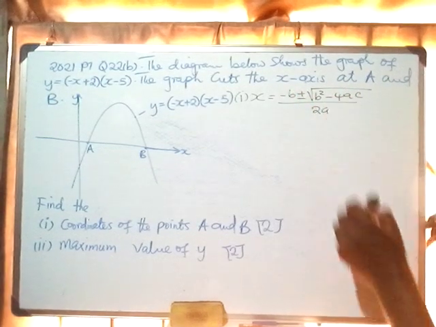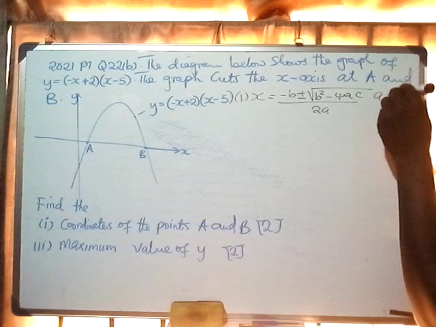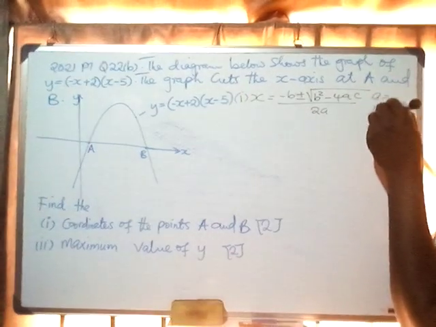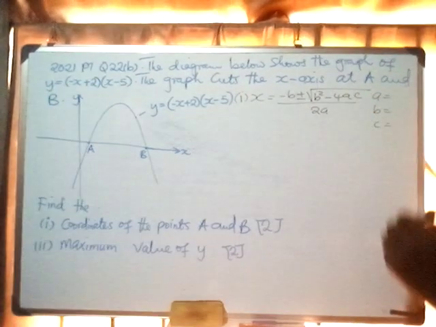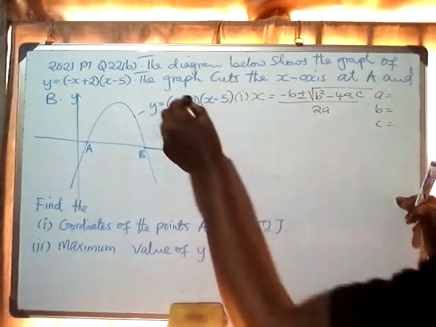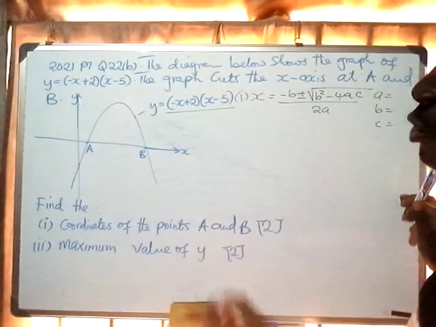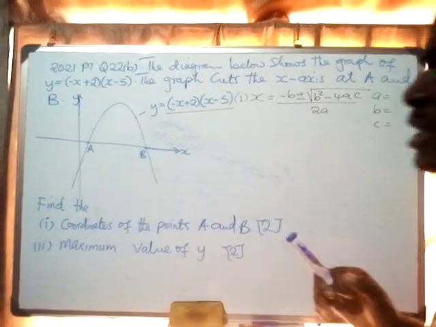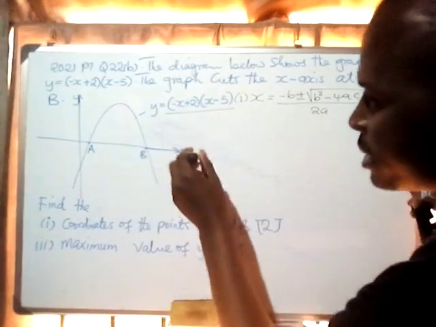everything over 2a. Now what is our a? In that case, what is our b and what is our c? So we have to find the value of a, the value of b, and the value of c. How are we going to find the value of a? We can't guess here. Remember, the value of a is supposed to be squared. So this means that we have to expand this.